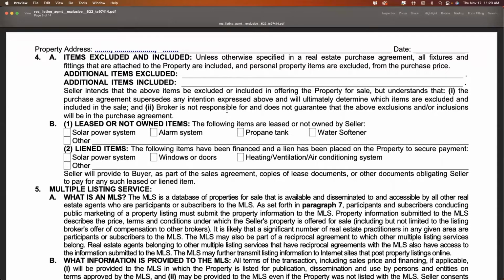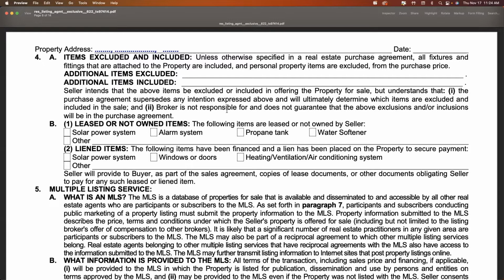The things that are included that normally wouldn't be included, right? Things that aren't fixtures like washers and dryers, refrigerators, standalone stoves, stuff like that. Okay. I'm going to put those in. Are there any leased or non-owned items, right? Solar systems, alarm systems, propane tanks, water softeners, anything that the seller has included that they're still paying for, and the same thing with if there's a lien. I want to put it on here because I want to know ahead of time.